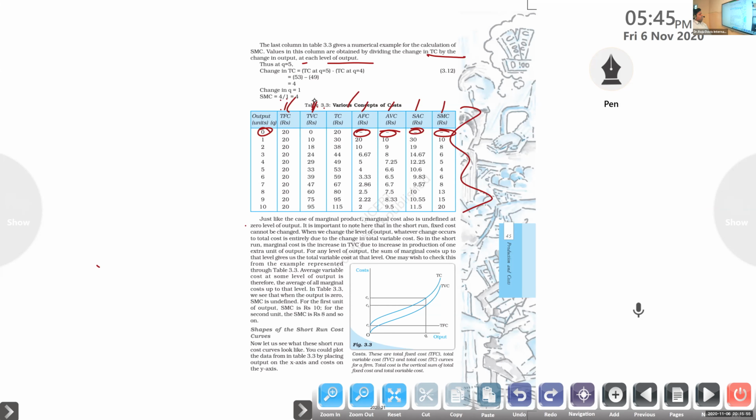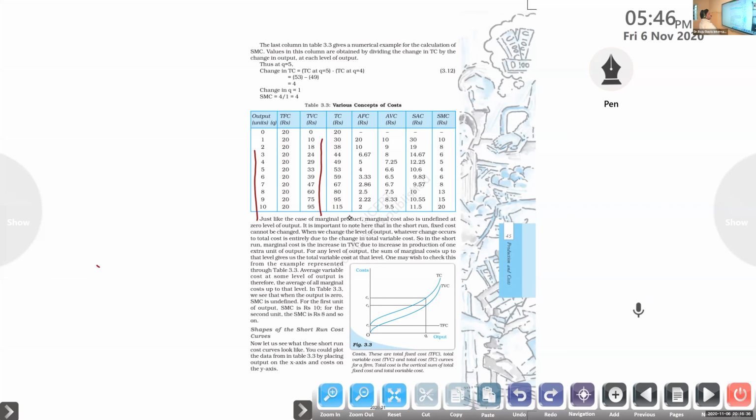What are these two figures? TFC, total fixed cost, plus TVC, total variable cost. If these two are there, we are able to find the total cost, right? Another data we need to calculate is the output. Output is also necessary to find AFC, AVC, SAC, and SMC. As the output increases, we can see an increase in TVC, and related to that, total cost will also increase.